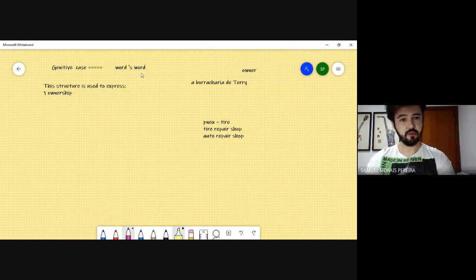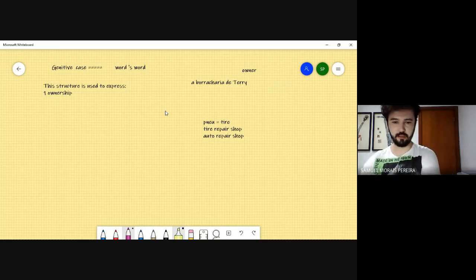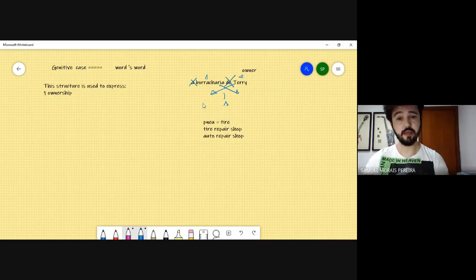The genitive case is a structure in which we invert the position of the words to express ownership. So we do like this. When we are translating, we don't translate the article because we don't need it, and we don't translate the preposition. We just make them disappear. Then we have one word here and another one here. So I will change their positions. I will invert their positions, and I'm going to use here apostrophe and S right in the middle of them, okay? So I just say in English, Terry's, like this, Terry's.